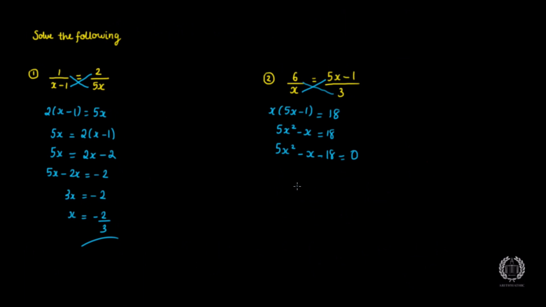Now there are 3 ways you can go about solving for x. You can either factorize if it's factorizable, or use the quadratic formula, or you can complete the square. But the first thing is always see if it's factorizable. How? First find two numbers that when you multiply give you this 5 times minus 18, so that's going to be minus 90. And then you want two numbers that when you add give you the number inside here, which is just minus 1.